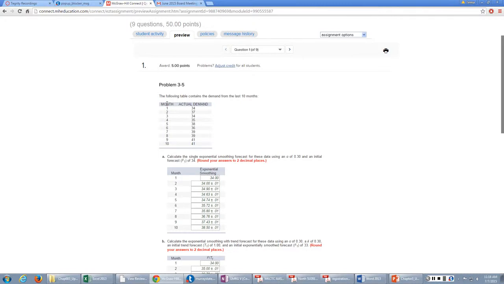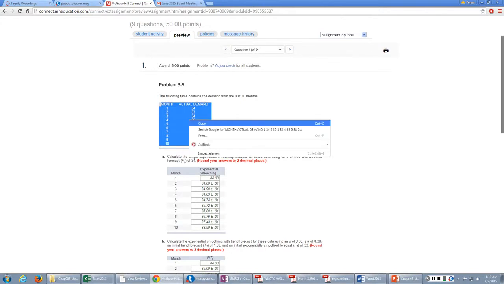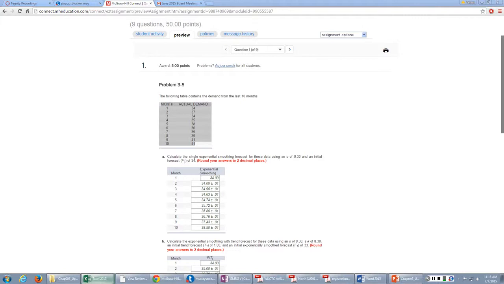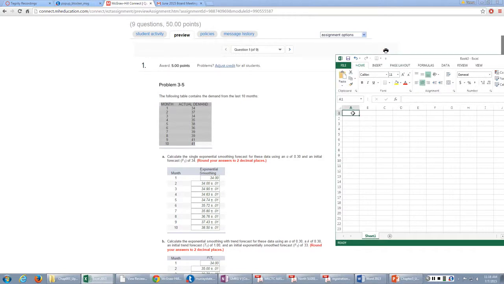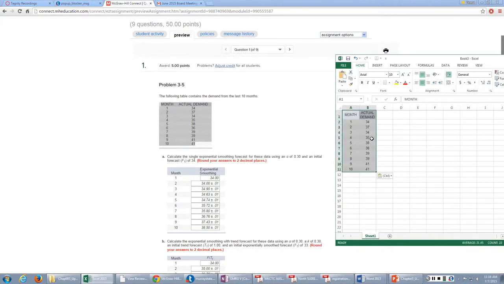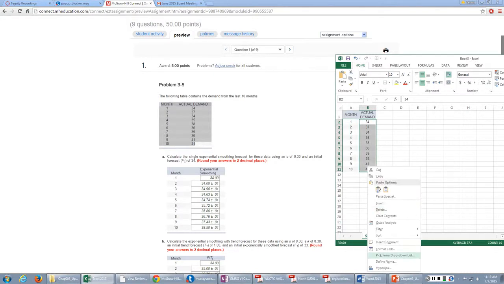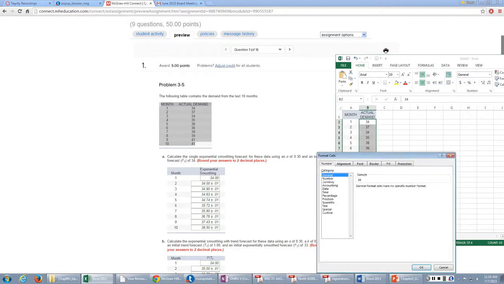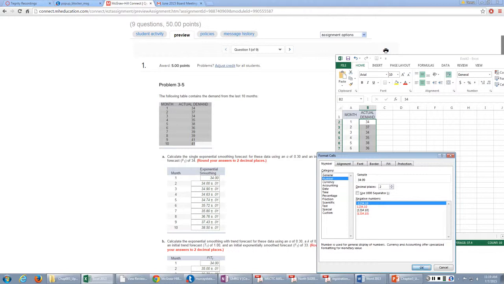Typically what I do is I just copy this information from here into Excel. I've got an Excel book here, and I'm just going to paste the information into Excel. And I'm going to format these as numbers just to make sure that it works for me. Format cells, number, and we want 2 decimal places.